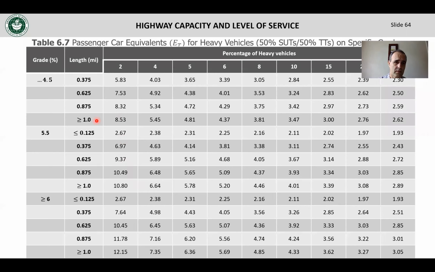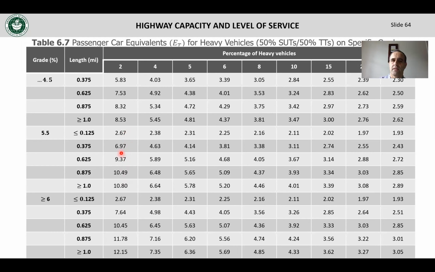The other thing that you may notice is that for a given grade, let's take the 5.5% grade again, as you increase the length of the grade, the passenger car equivalents increase. That also makes sense because if I have a 5.5% grade and the length is very short, the truck is not going to reduce the speed that much. But as I make the grade longer, at some point you want to reach a crawl speed. And so it has a higher chance of affecting more and more vehicles as they go up the grade. So that's why you see the passenger car equivalents increasing with the length of the grade.